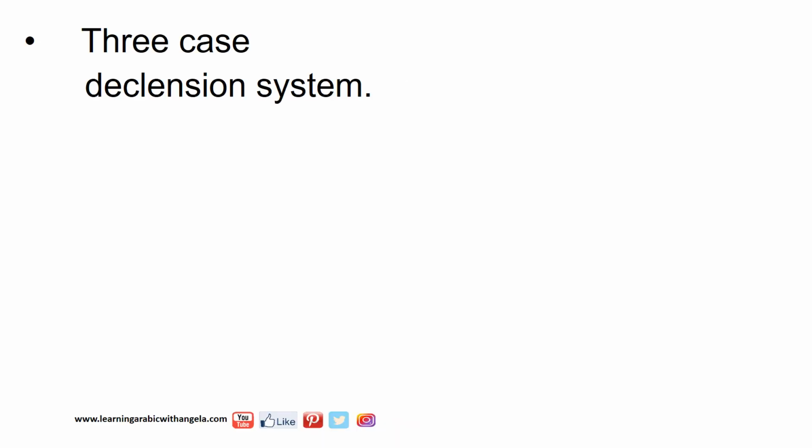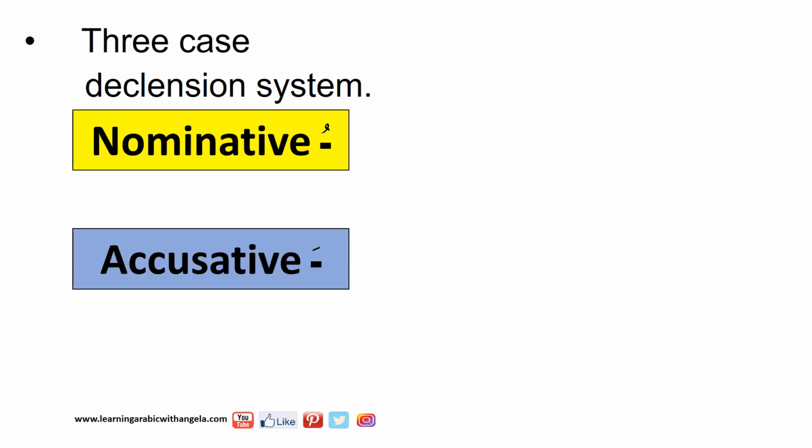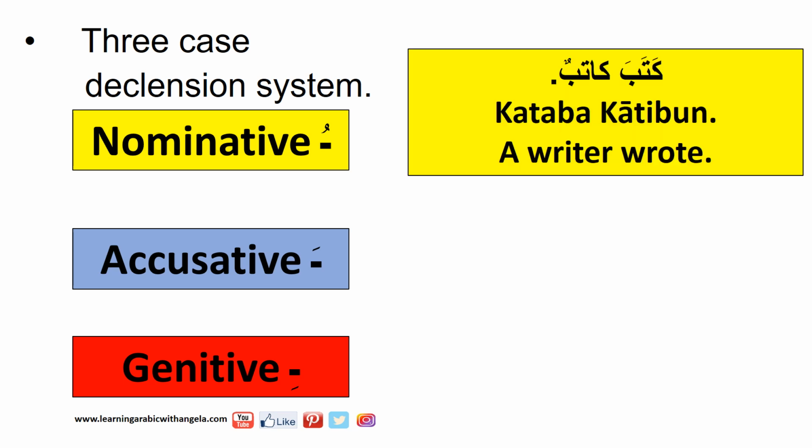The noun in Arabic has 3 grammatical cases marked with special signs. The nominative marked by dhamma, the accusative marked by fatha, and the genitive marked by kasra. Kataba katibun, a writer wrote. Katibun is in the nominative case marked by double dhamma because katibun is the doer of the verb, the person who did the verb.